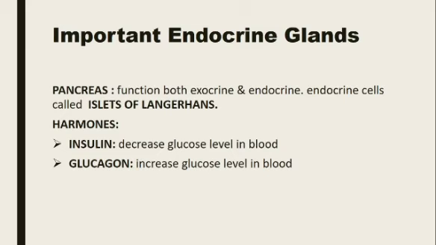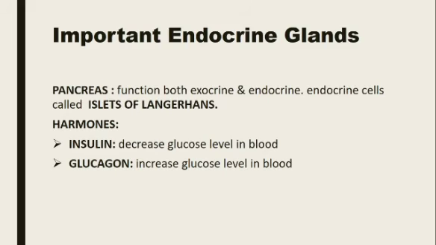And the most important gland is pancreas. It performs both functions. It acts as endocrine gland and exocrine gland. How does it act as exocrine gland? It releases its enzymes into the duct in the digestive system that help in digestion. And when it acts as endocrine gland, some of its cells act as endocrine cells, and these cells are called islets of Langerhans.